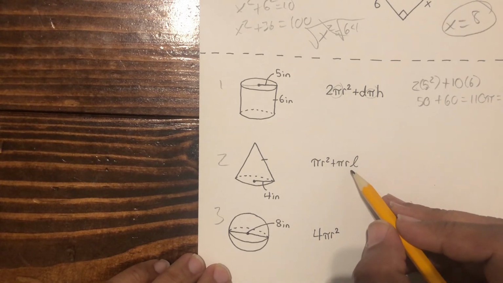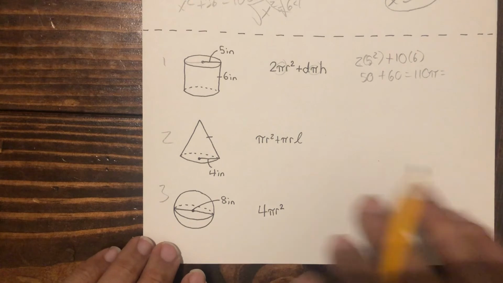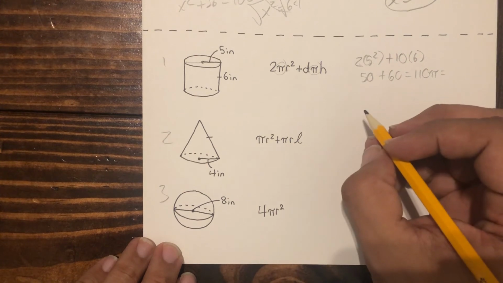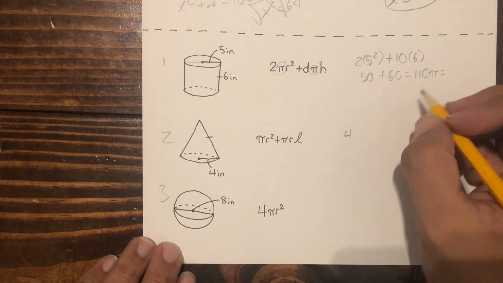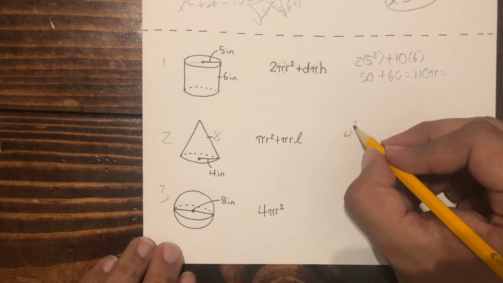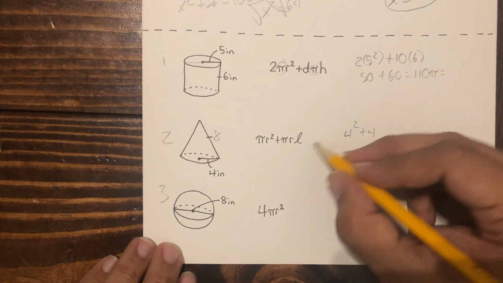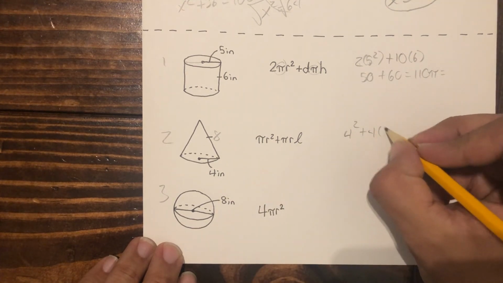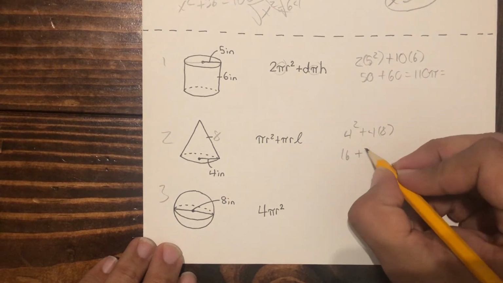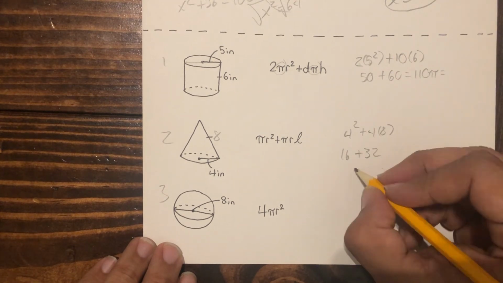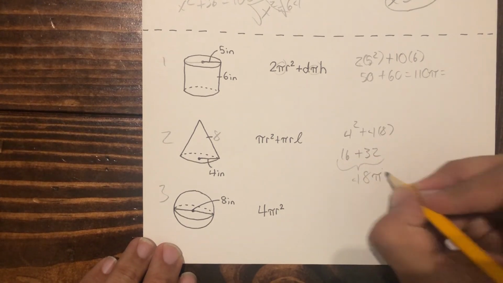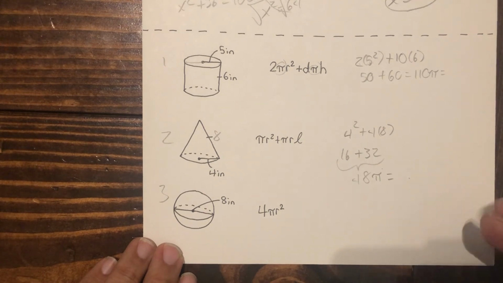Again, we're going to ignore pi until the last second, even for this one right here. So it's going to be just r squared. The radius is 4. And the slant height they didn't give us, so let's say it's 8. So 4 squared plus 4, because the radius is 4, and then the slant height is 8, so that's times 8. So 4 times 4 is 16, plus 4 times 8 is 32. So we're going to put that together and we're going to make 48. Okay, then we put pi in at the end. If you know what 48 times pi is, tell me what it is right here.